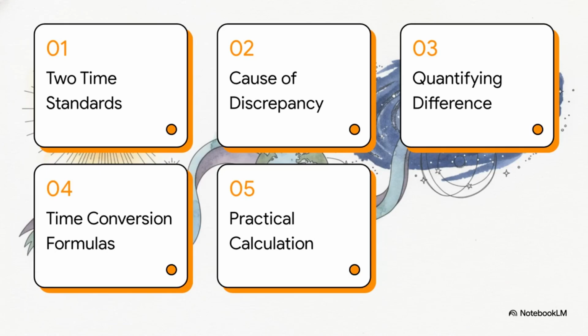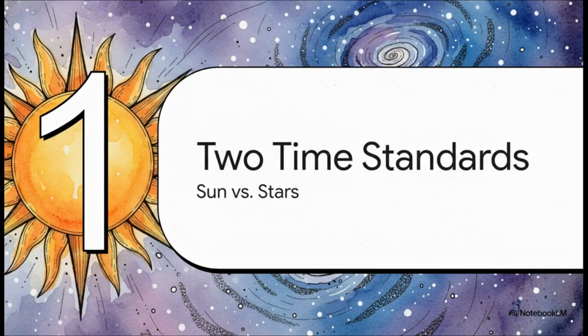Okay, so here's our roadmap for this discussion. We're going to start with the two celestial time standards. Then we'll dig into the core reason for the discrepancy between them. We'll quantify that difference, look at the mathematical formulas for converting between the two, and finally, we'll see how this is all applied in practical, observational astronomy. All right, let's dive right in.